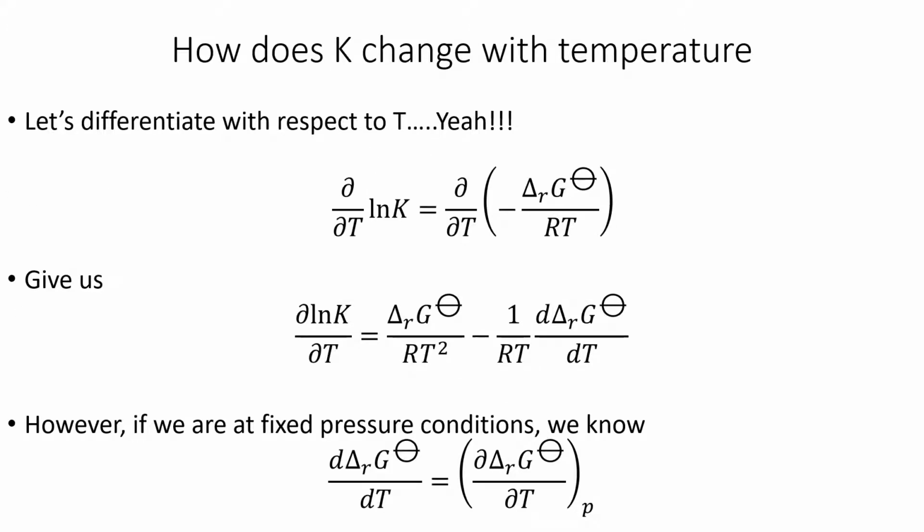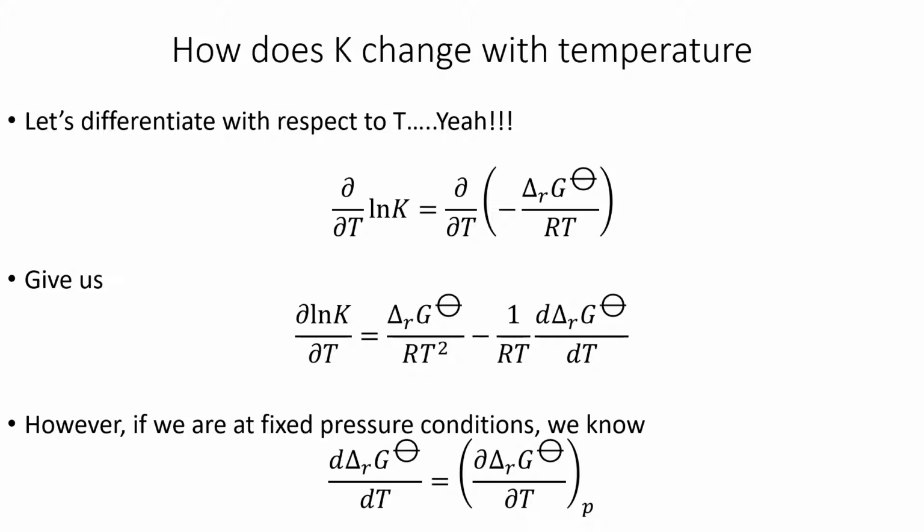But how does this K then change with temperature? And if you want to see how something changes with another variable, what do we do? We take the derivative with respect to the variable, in this case, temperature. So, yippee! d/dT of log K is equal to d/dT of that delta G term. And this gives us quite a complex equation, which is the derivative of log K with respect to T is equal to two parts: delta G on RT squared minus 1 on RT dG/dT. Basically, we used the product rule to get what we need.